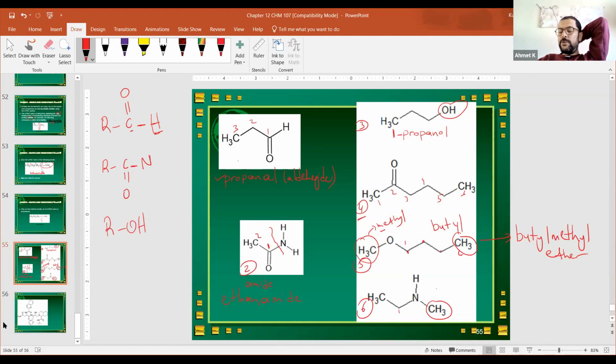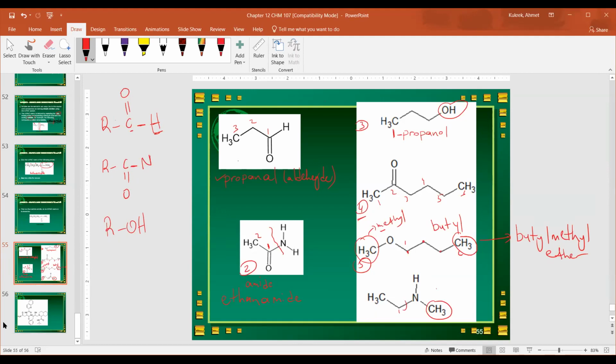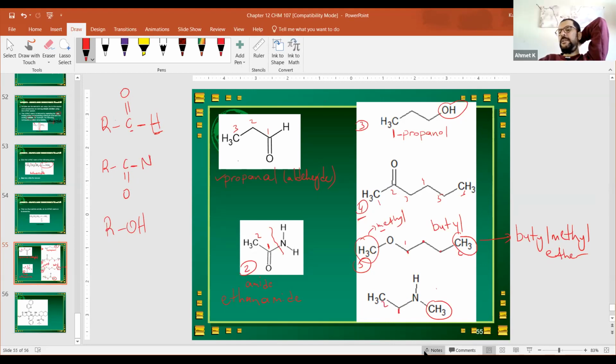Okay, so again, you're just going to name the alkyl chains, right? So this is methyl. And what is this one? How many carbons here? 2, right? So it's ethyl. So it's going to be ethyl methyl amine, right? Okay. So that's good.